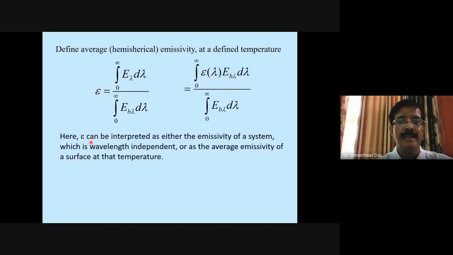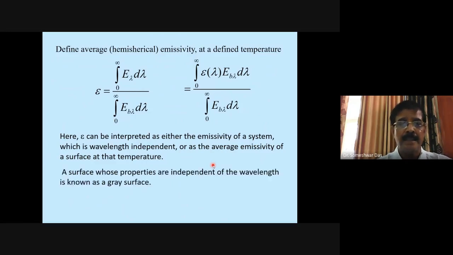Here, epsilon can be interpreted either as the emissivity of the system, which is wavelength independent, or as the average emissivity of a surface at that temperature. A surface whose properties are independent of the wavelength is known as a gray surface. So now you know the difference between a black body surface and a gray surface. A gray surface is a surface whose properties are independent of the wavelength. You should remember this definition, because it can come as an MCQ.